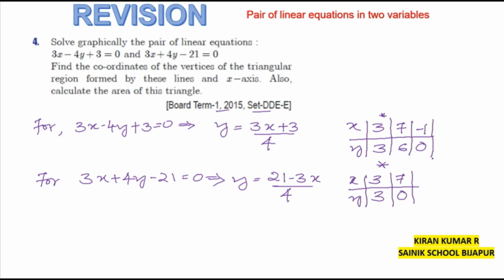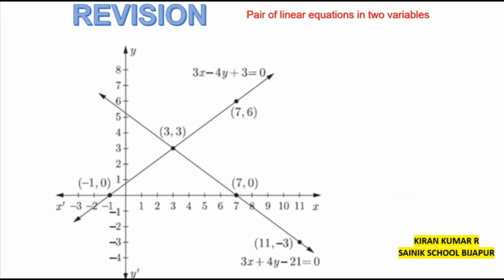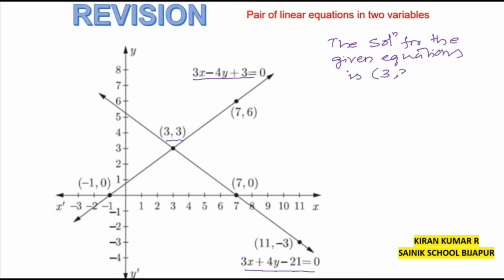Let me show you how the graph looks. This will be the graph of the lines 3x minus 4y plus 3 equal to 0 and 3x plus 4y minus 21 equal to 0. They intersect at 3 comma 3. The solution for the given equations is 3 comma 3. X value is 3 and the value of y is 3.